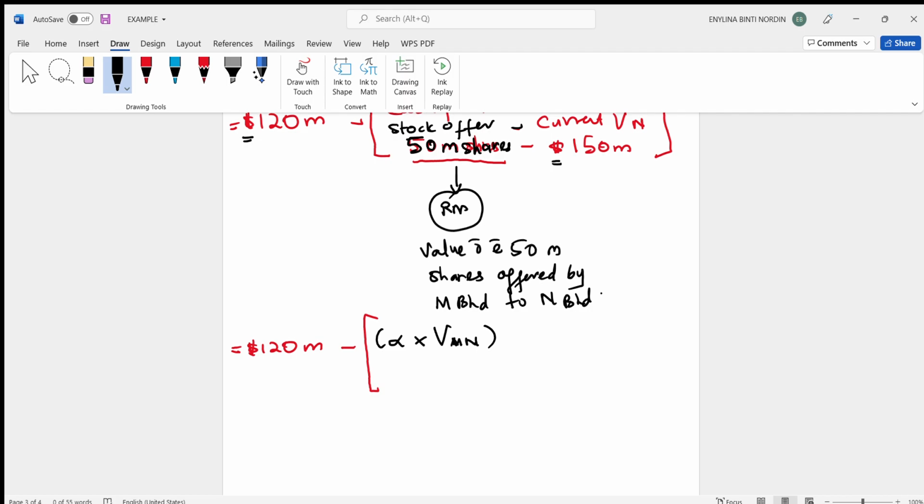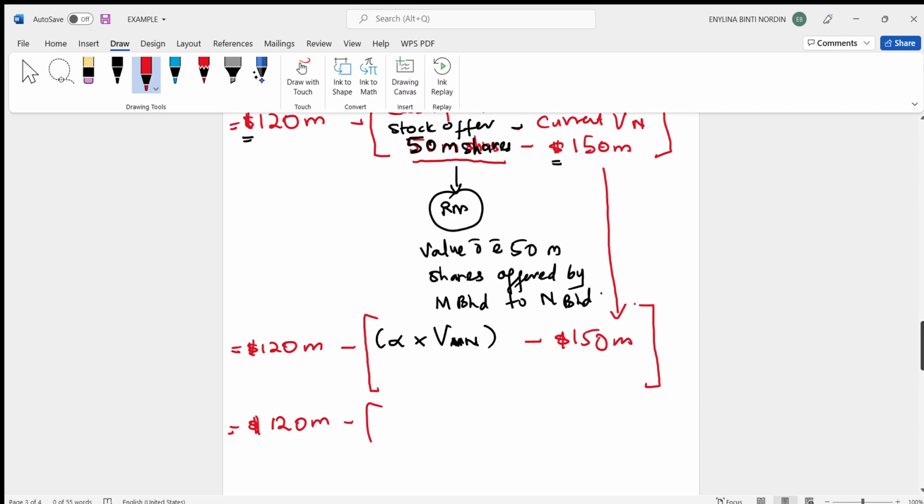Okay, M and N. Alright, and then don't forget to minus the 150 million ringgit, the current value of the target firm. Okay, alright, so you put here. Are you following? Okay, so hopefully you can follow my calculation. Alright, now we still continue, 120 million.